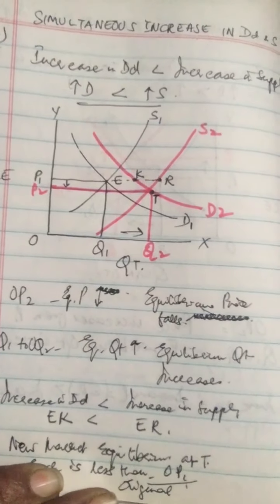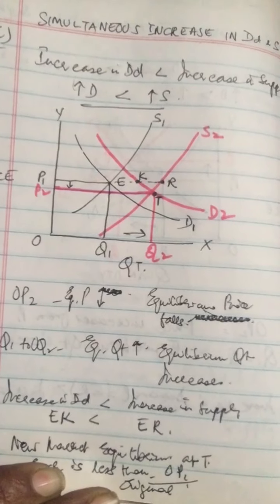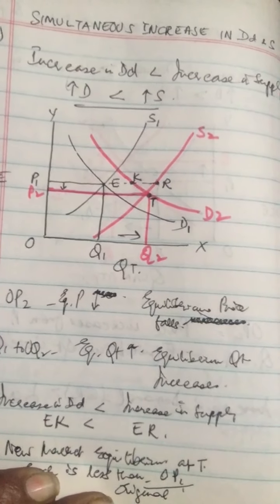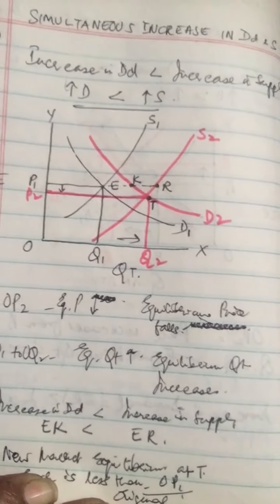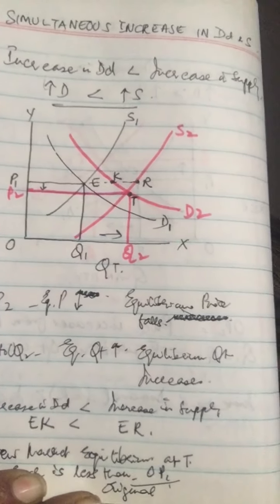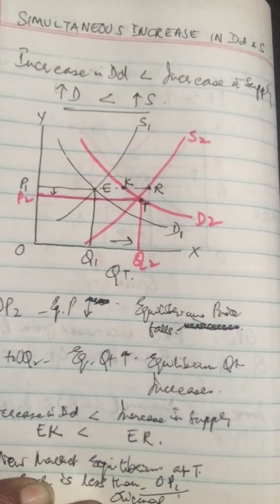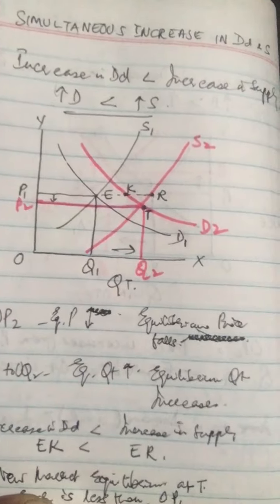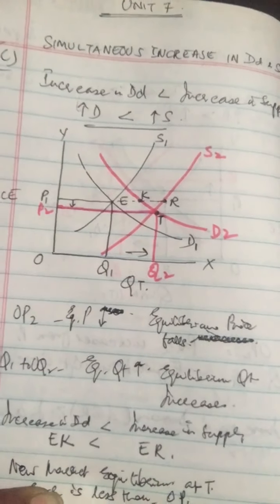The net effect is that the equilibrium price reduces from OP1 to OP2, and the equilibrium quantity increases from OQ1 to OQ2. Is that right?